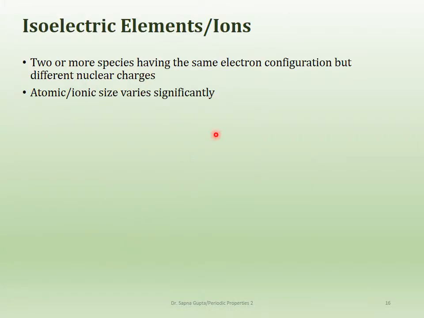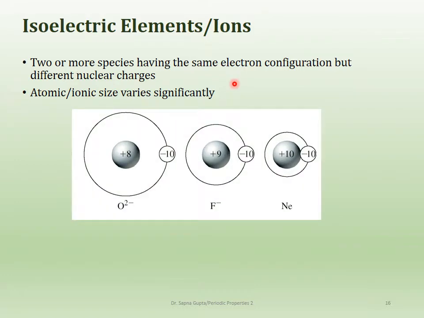Isoelectronic elements and ions are two atoms or species, which could be cations, anions, atoms, whatever it is, that have the same electronic configuration, which means they have the same number of electrons, but they will have different nuclear charges because the number of protons is different. So if you have a neutral atom, it will have a certain number of protons, but if it becomes an anion, then you'll have a different number of electrons. Let's look at some isoelectronic species here.